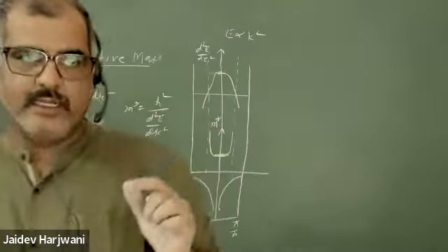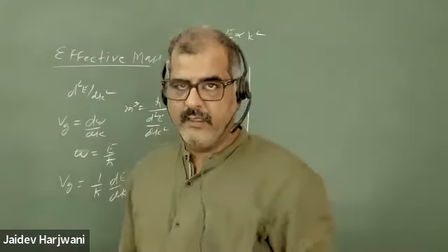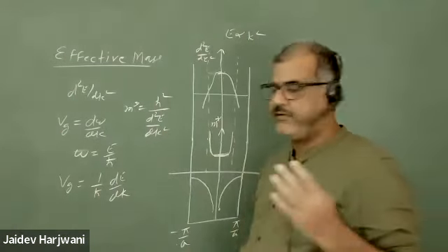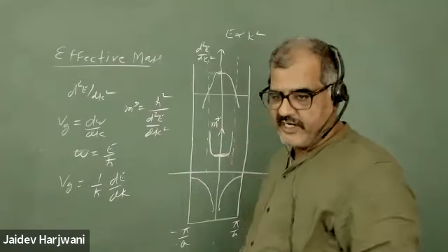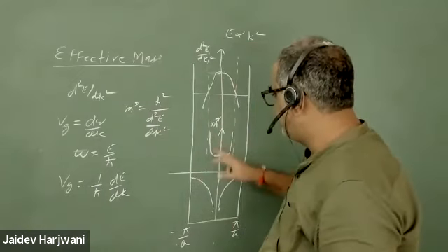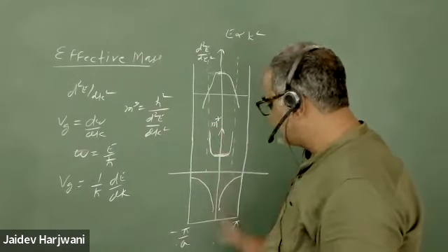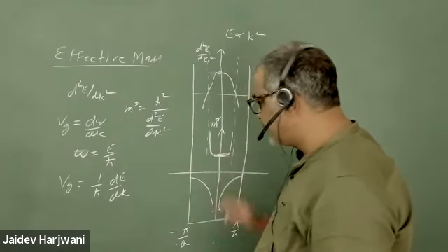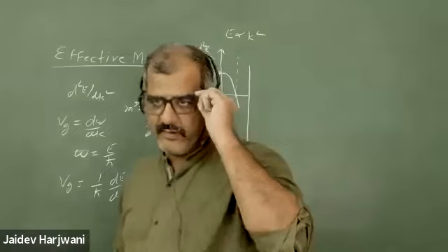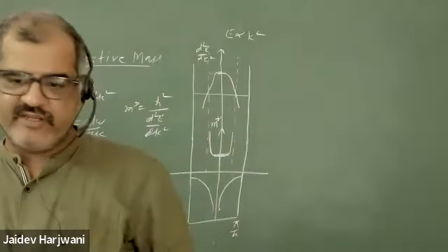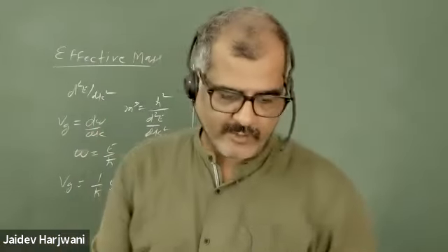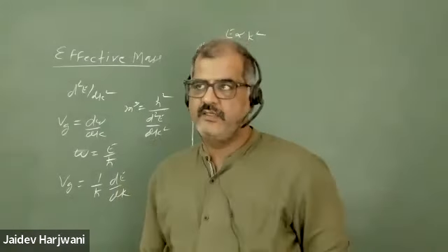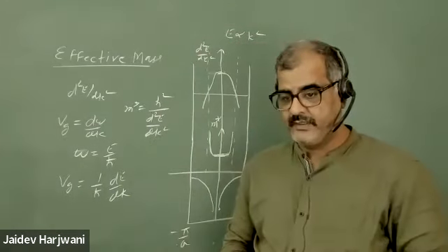Okay. I have an E-k diagram. And qualitatively I have drawn the velocity graph and the second differential graph. And from that I have drawn the m star graph. Now here it's showing that your effective mass is negative. So what does negative effective mass mean? Sir, please explain the negative part.